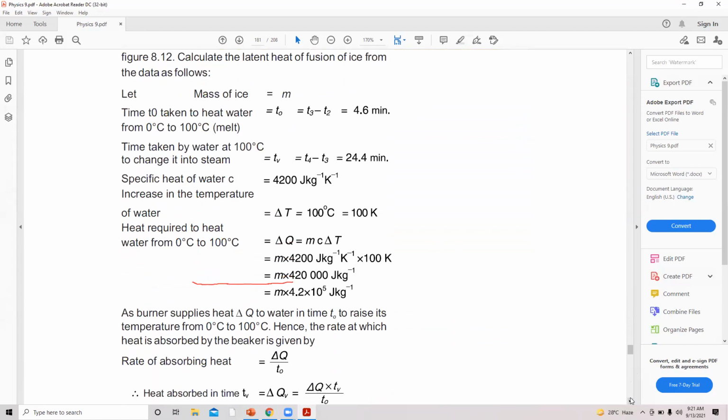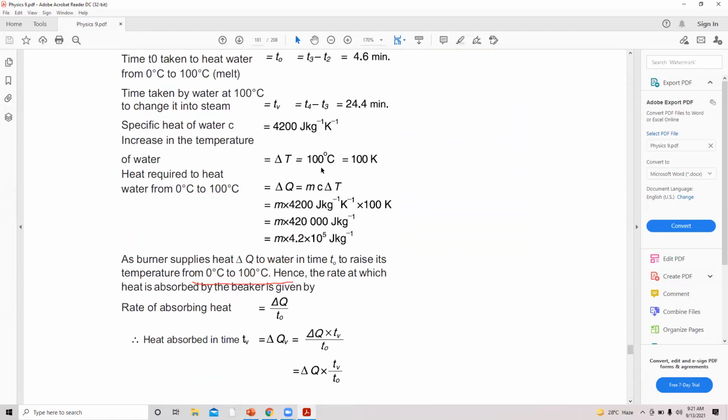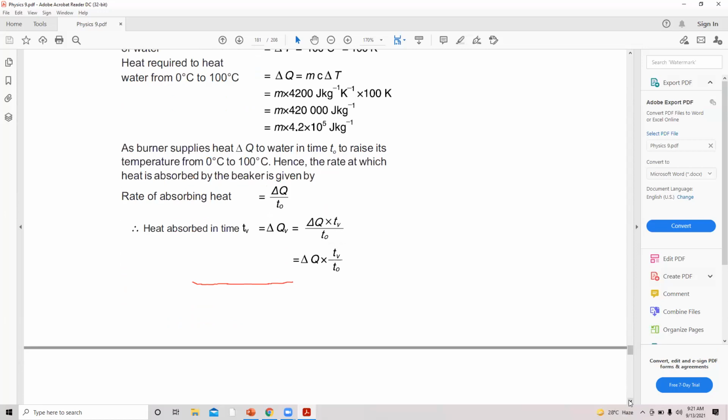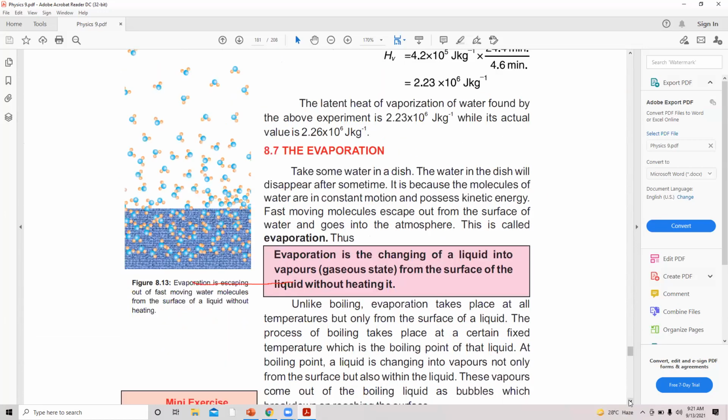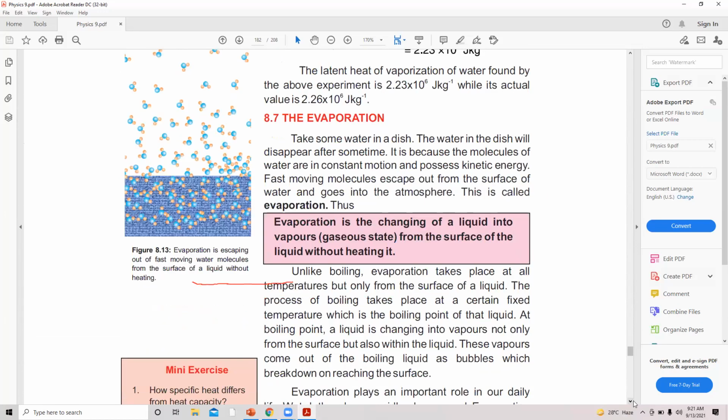And then you know that if we change the temperature, we can write 100 degrees centigrade as 373 Kelvin, right? So what is the rate of heat absorbing? That is equal to delta Q by T naught, right? So these are all the things that you have to go through for your MCQ-based monthly test.